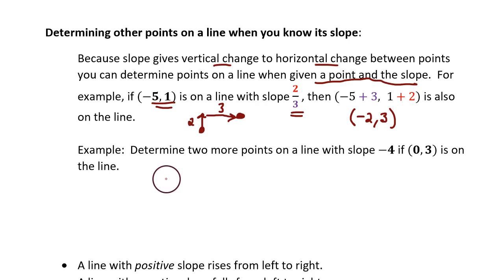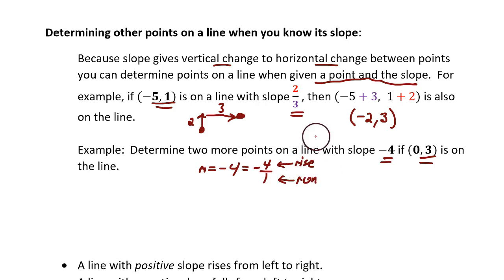Let's try an example of this. Determine 2 more points on a line if the slope is negative 4 and (0, 3) is on the line. If a slope is negative 4, then written as a ratio, this is negative 4/1. This is the rise, and this is the run. Rise is referring to changes in the y values. Run is referring to changes in the x values.